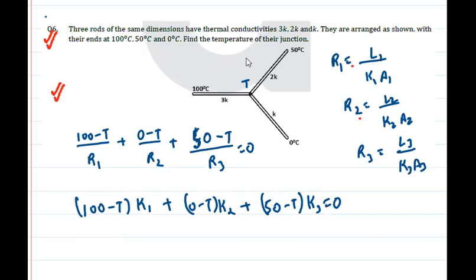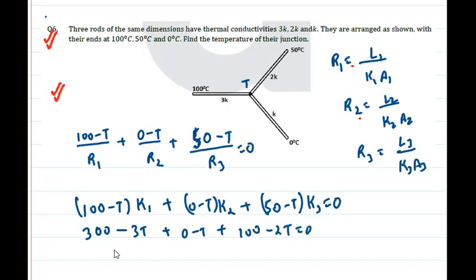Now we will calculate. K1, K2, K3 is given: 3K, K, 2K. So K will be cancelled. If you put the value 3 into this, 300 minus 3T, plus K2 is K, so one only, 0 minus T, plus K3 is 2K, which is 2 only, because K will be taken common and cancelled. So it will be 100 minus 2T is equal to 0.